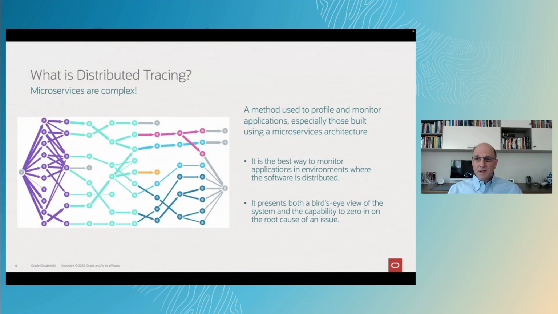Distributed tracing is a new way to monitor applications. It is a way to monitor distributed systems like microservices. It is also a better way to monitor older technologies like SOA and even legacy monolith design apps.